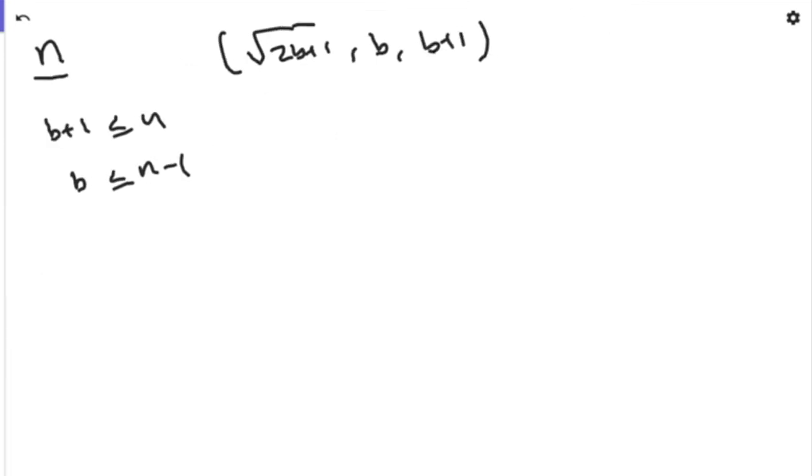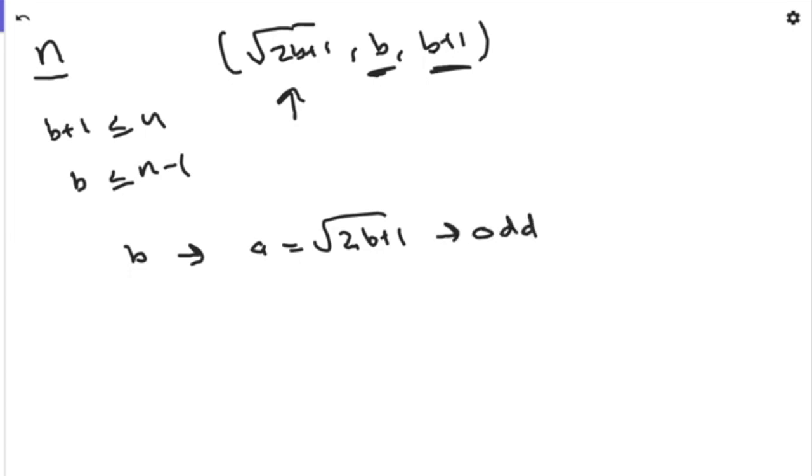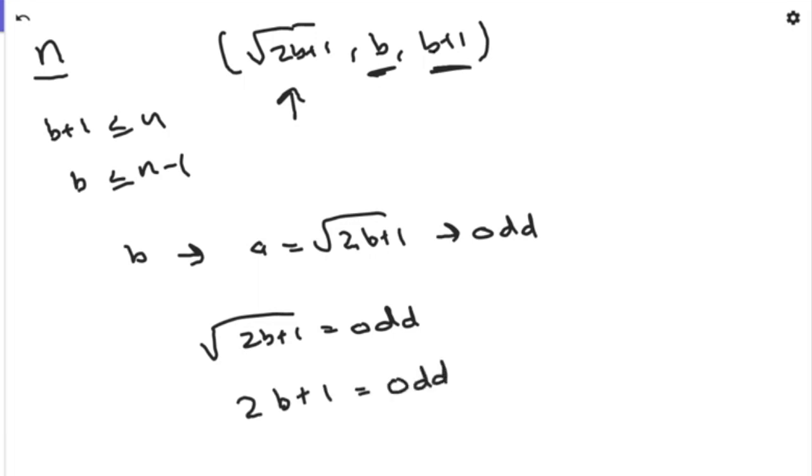So now, what values of square root 2b plus 1 work? We notice that if b is a positive integer, then b plus 1 is a positive integer. Now, what we need to focus on is square root of 2b plus 1. Let's look at this more closely. Suppose that we have some value of b, such that when we plug it into a equal to square root of 2b plus 1, this is odd. So let's set square root of 2b plus 1 equal to an odd number. What happens when we square both of these? 2b plus 1 is equal to an odd number squared.